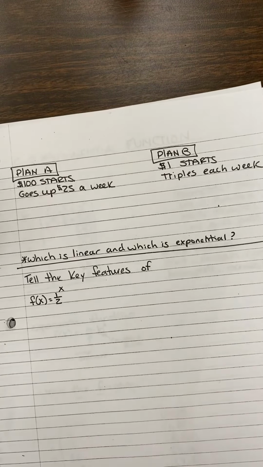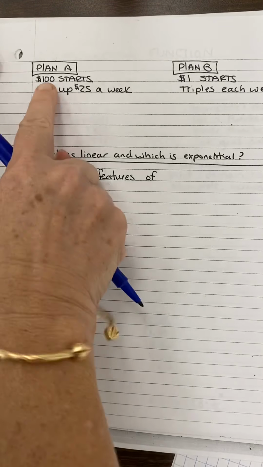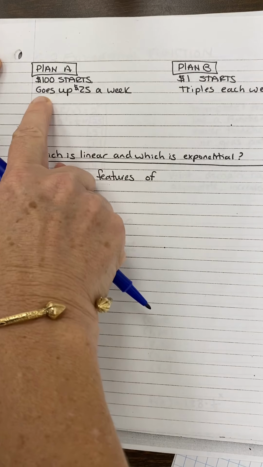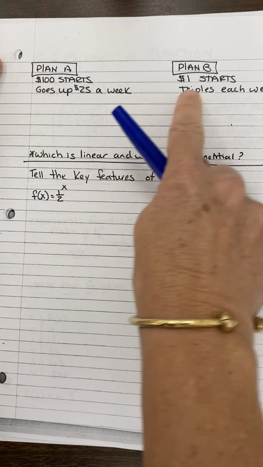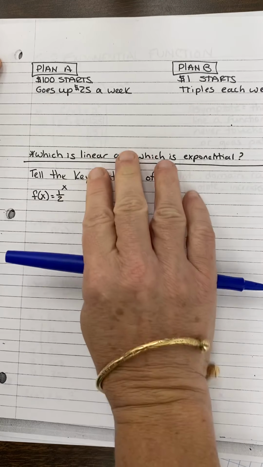Okay, so now let's talk about if we actually had a word problem. Let's say there are 2 plans. Plan A is I start with $100 and it goes up $20 a week, or I start with $1 and it triples every week. So let's think about this for a second.